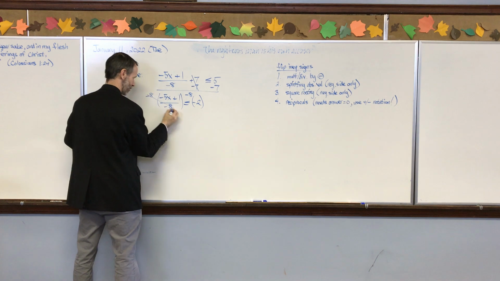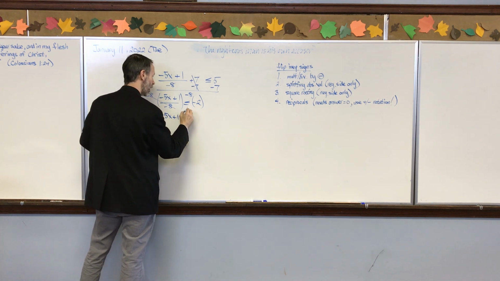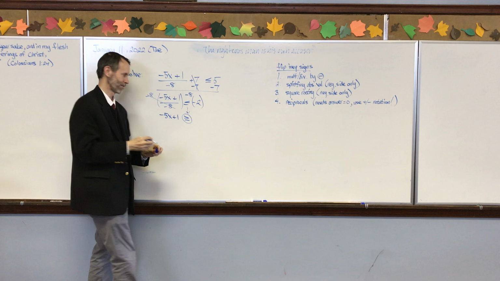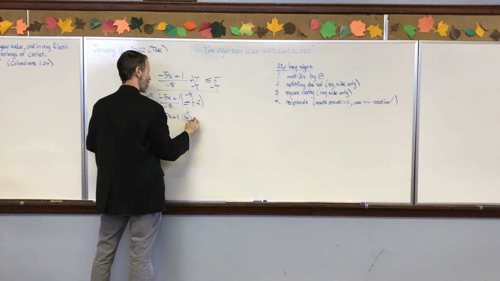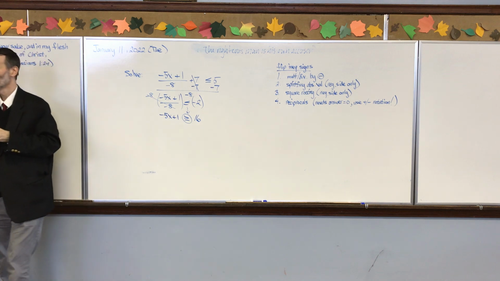Now these will cancel, and you have negative 5x plus 1. All of a sudden, this flips. And then it's equal to what? What's the answer? Positive 16, correct. Does that make sense?